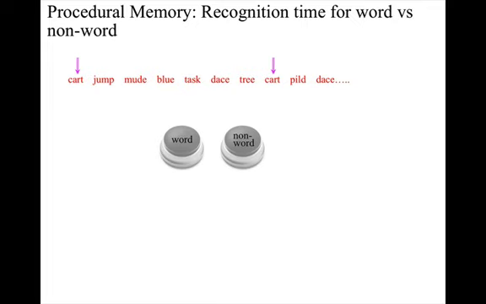If a word is seen again a short time later, response is about 100 milliseconds faster, and a repeated non-word also results in a faster response. And the fast response can persist for days in some cases.